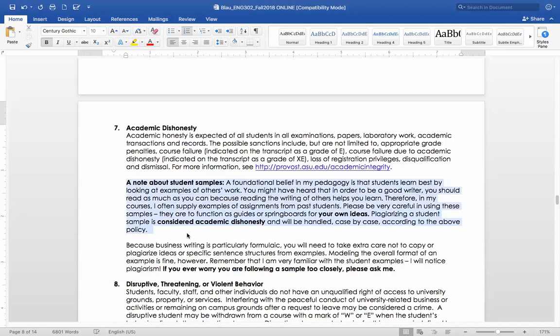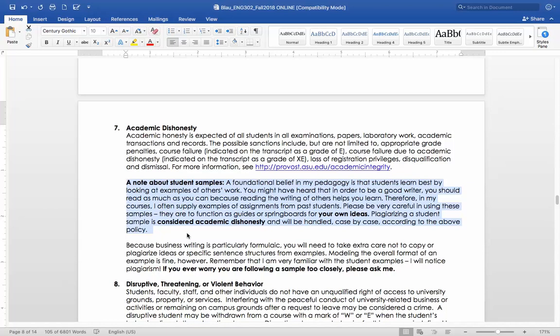Something I'd like to point out is we will use student samples in this course. So I think that it's a great way to learn, to show you what other students have done. But keep in mind that some of the student samples are slightly different than the assignment that you are getting, and some of the student samples are a little bit longer than the assignments that you're assigned. So you want to make sure that you're just using them as ideas.